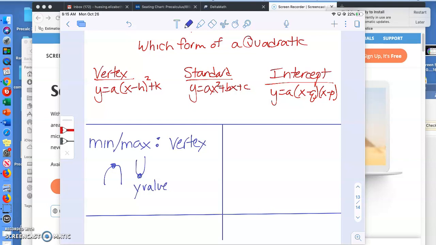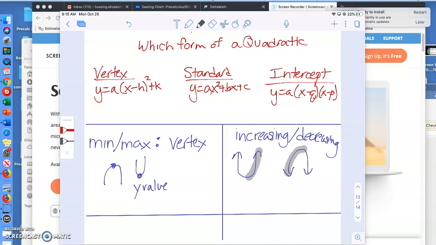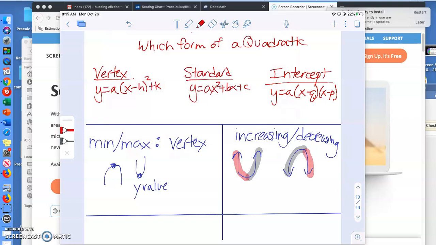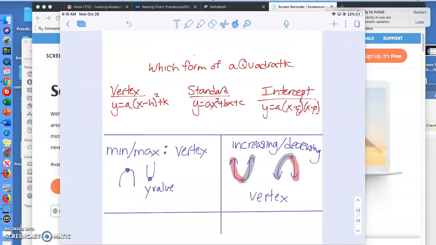Let's say you wanted to find the intervals where it is increasing or decreasing. So again, if you look at a parabola, either a happy one or a sad one, it's increasing when that slope is going up. And then it's decreasing when, again, you're reading this like a book, when it's going down. So what form would be the easiest to find that interval would be, once again, vertex, because that's where it changes at the vertex.